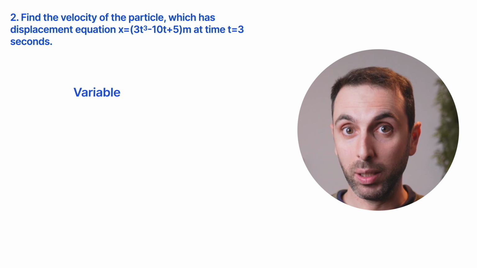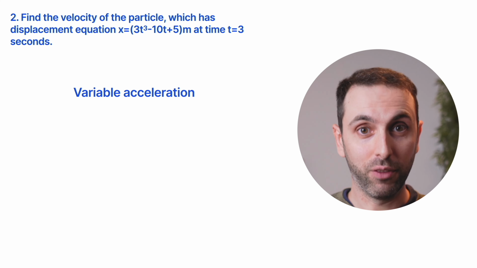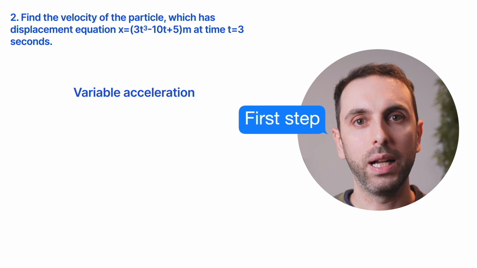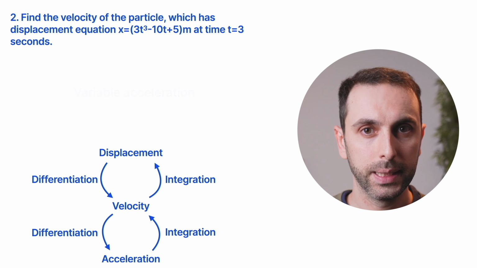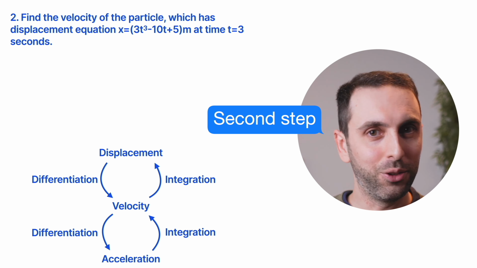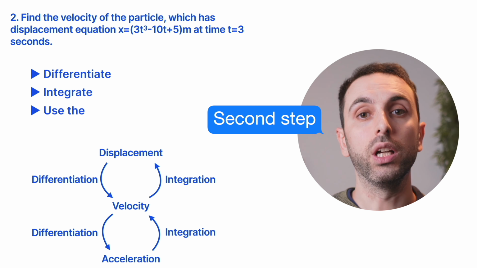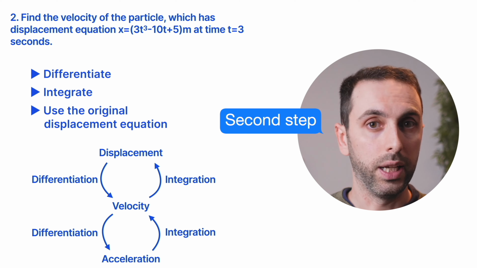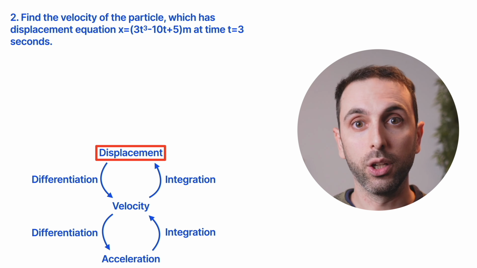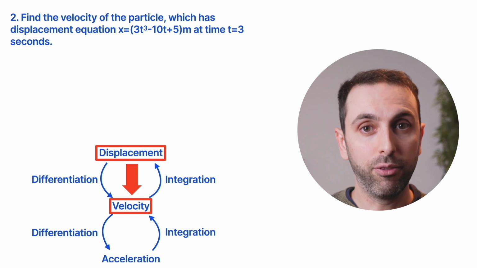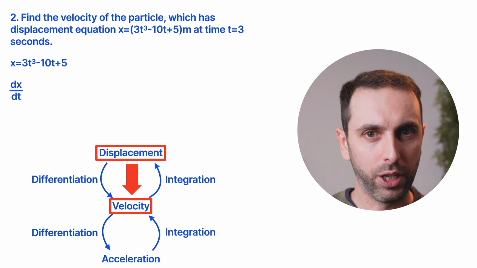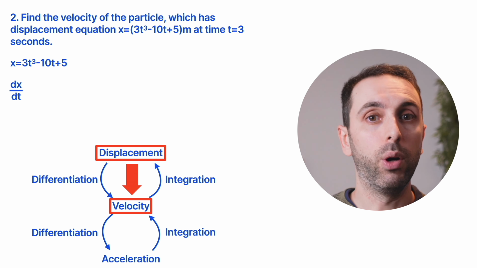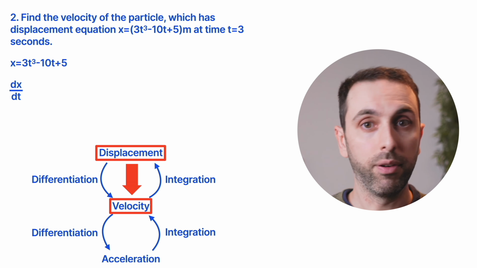When tackling the following question, since this is a variable acceleration question because displacement is a function of time, the first step is to write down the relationship between displacement, velocity, and acceleration on the side. The second step is to decide whether we need to differentiate, integrate, or use the original displacement equation. And since we're dealing with displacement and the question wants us to find velocity, therefore we need to differentiate the original equation. I'm assuming you know how to differentiate this, but we want to take the power of t down, then take 1 away from that power.